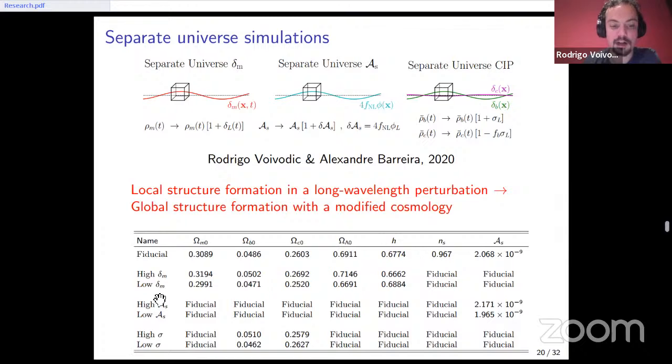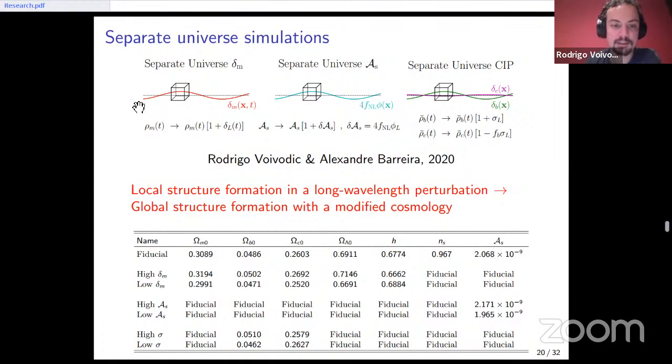And for example, for high and low AS, which are the simulations that we use to measure the bias parameters that come from the PNG, primordial non-Gaussianity, we just need to change the amplitude of the scalar perturbations. And for sigma, we just need to change omega b and omega c in such a way that omega n has the same value, which is the idea of the compensated isocurvature perturbations.